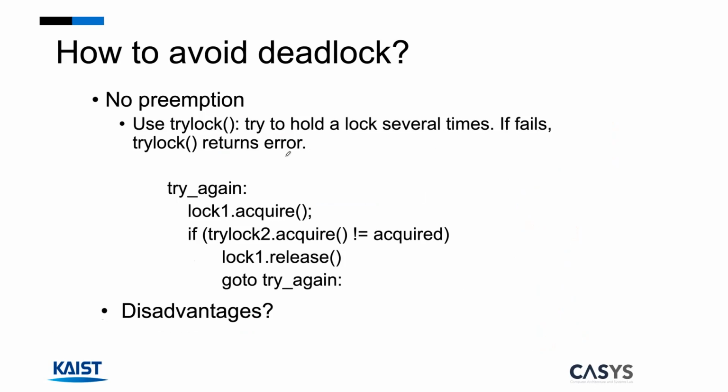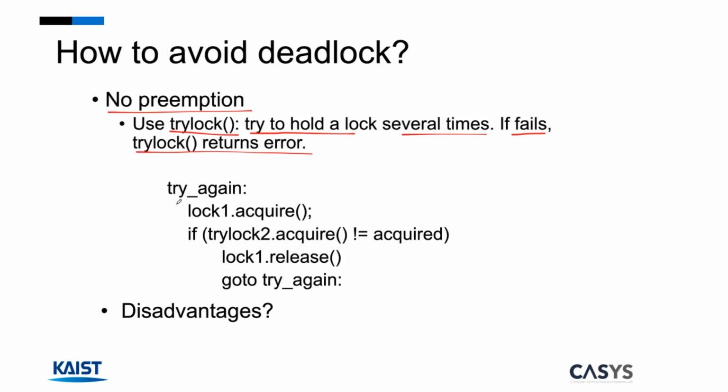And the last way to avoid deadlock is avoiding no preemption. So this strategy is basically to make a lock preemptive. It requires a new type of lock called try lock. Try lock tries to hold a lock, and if it fails, then try lock returns an error.